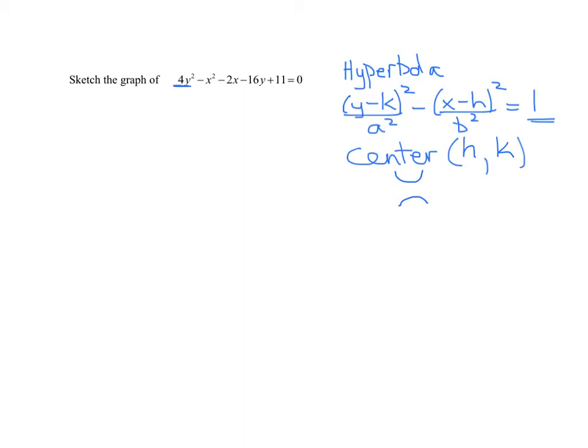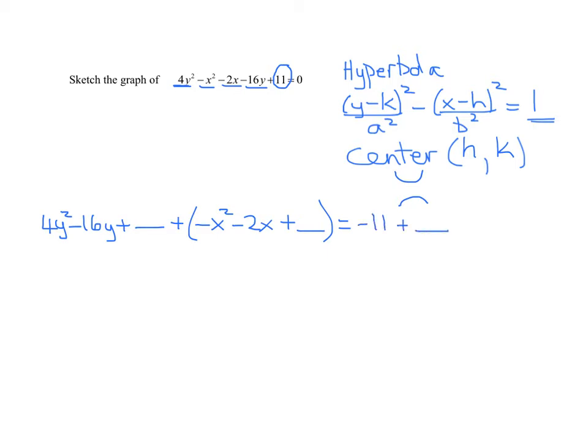So remember, to complete the square, we write the y terms together. So I'm going to write 4y squared minus 16y, and I'm going to put plus a blank because I know I'm going to have to add something there. Now I need my x terms. So I'm going to put negative x squared minus 2x plus another blank equals, remember, the 11 we want on the other side, so I'm going to subtract 11, and then I'm going to have to put plus a blank plus a blank.